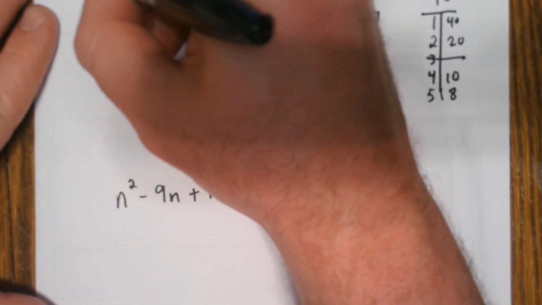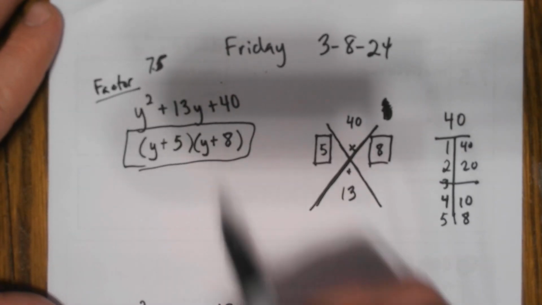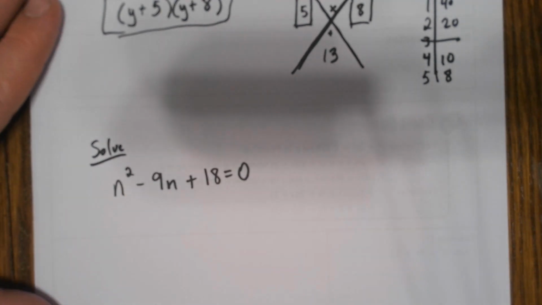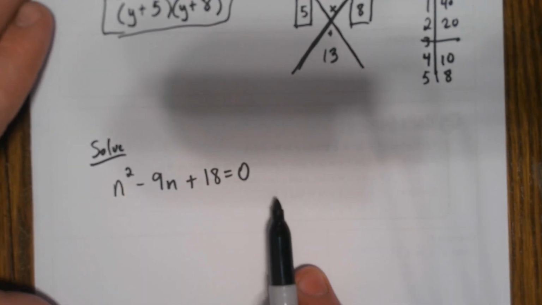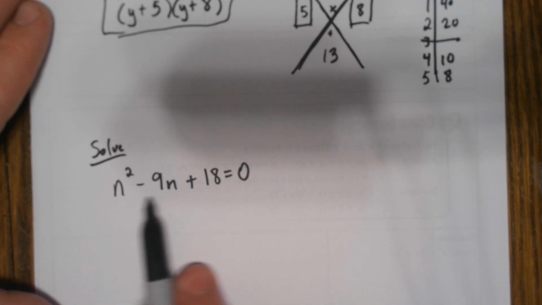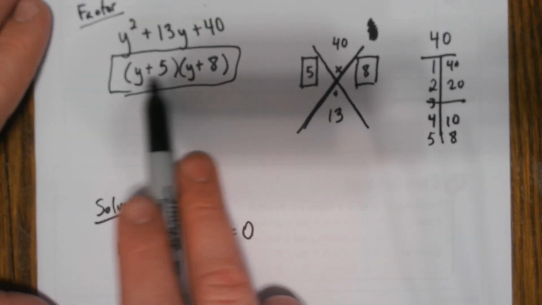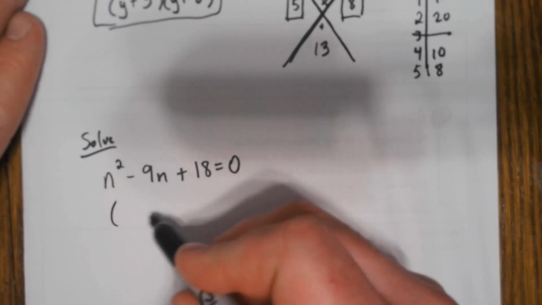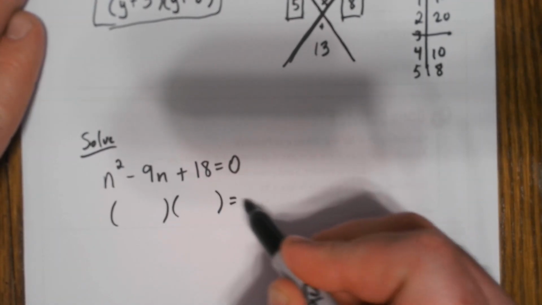Up here, it just wanted us to factor. Now down here, it's going to say solve, so we have to solve this equation. We're going to do it the same way: start out by factoring and then solve. We need to turn this into 2 binomials being multiplied together.